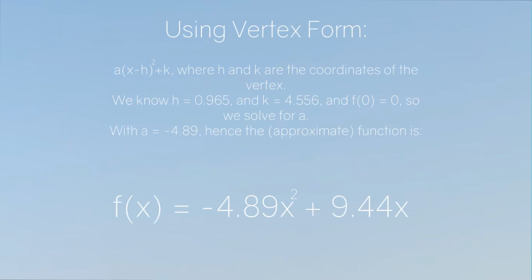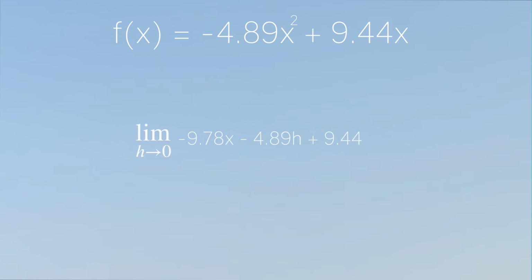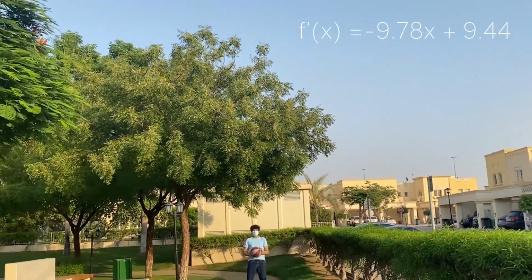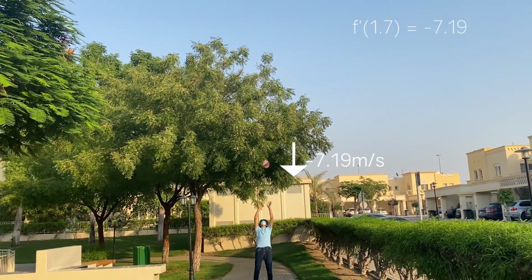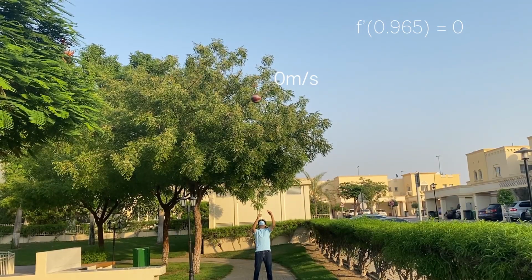To find the velocity of this function, we need to find its derivative, which is happening on screen. So using its derivative, let's say we want its velocity at 1.7 seconds. It would be negative 7.19 meters per second. Even at its peak, where the velocity should be 0, the derivative satisfies that too. Notice how the next derivative again is equal to negative 9.78, which is oddly close to 9.81.